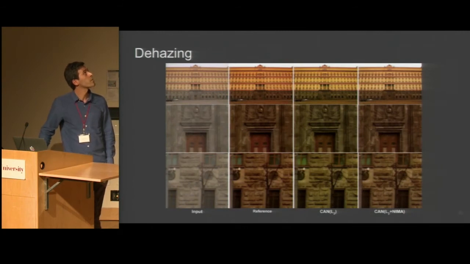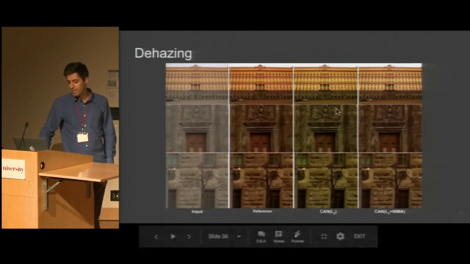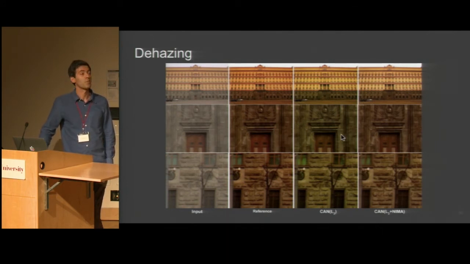More examples on dehazing. Simply L2 tends to change the palette of the image completely. The reason is, well, this dehazing algorithm is applied on RGB, and the L2 loss does not have much consideration for the palette there.